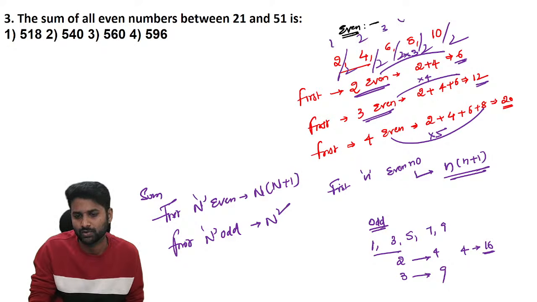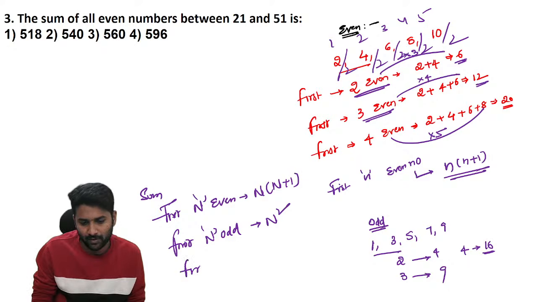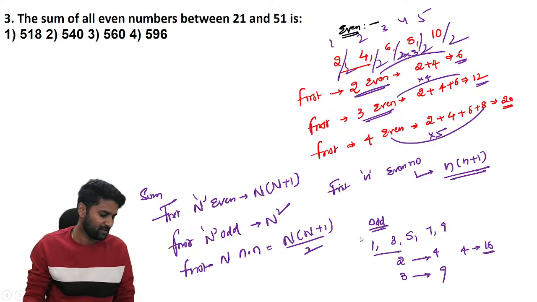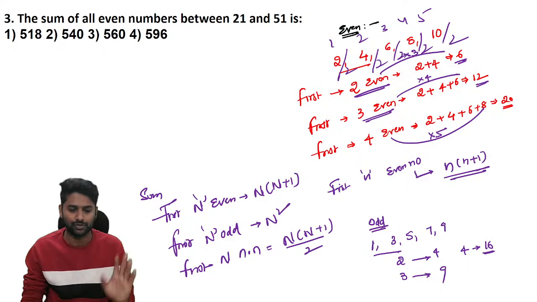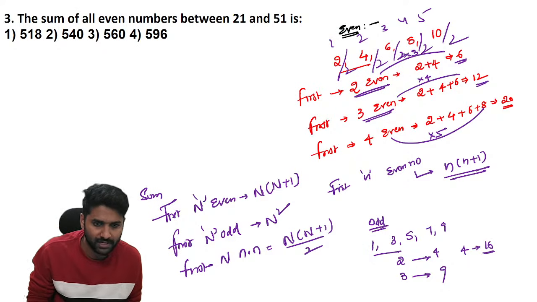Now, if you divide each even number by 2, you will get 1, 2, 3, 4, 5. What kind of numbers? Natural numbers. Then what is the formula for the sum of first n natural numbers? Since you divide each even number by 2, the formula is also divided by 2. Hope it's clear.